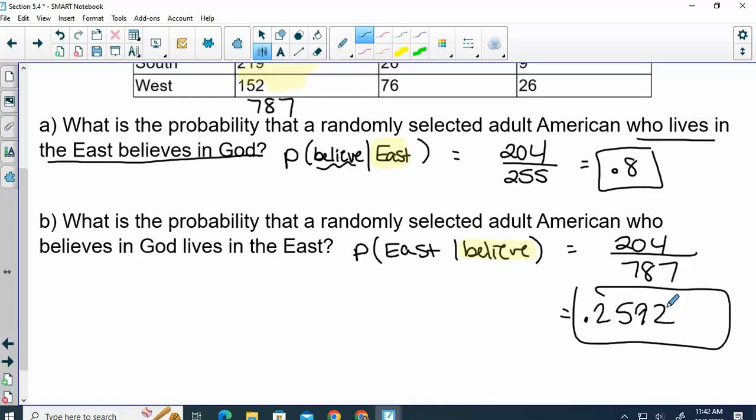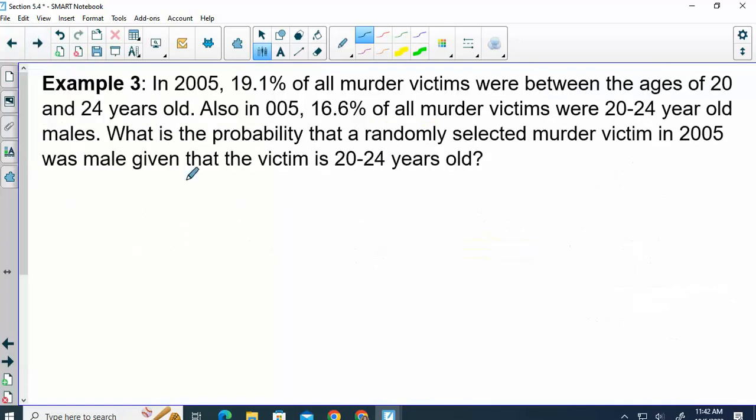Okay, so let's try to look at one where I don't have it broken down. I'm just giving you a scenario. In 2005, 19.1% of all murder victims were between the ages of 20 and 24 years old. Also in 2005, 16.6% of all murder victims were 20 to 24-year-old males. So I have this many were between 20 to 24, and this many were 20 to 24-year-old males.